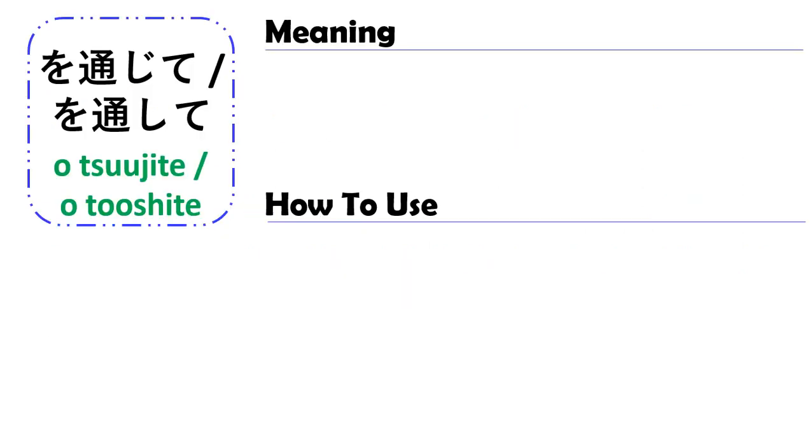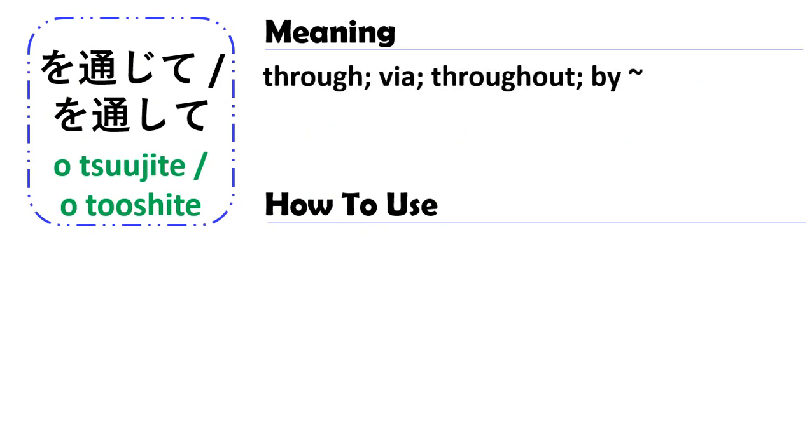So next we are going to learn about the grammar of を通じて or を通して. を通じて and を通して have the same meaning, but you can say it in two sounds. For the first one, the sound is 通じて and the second one is 通して. They have the same meaning, but only the reading is different, while the kanji is the same.